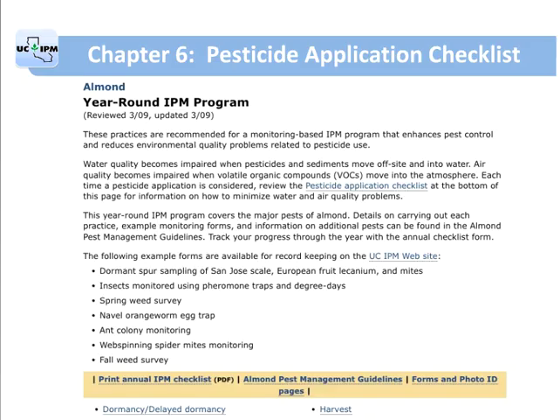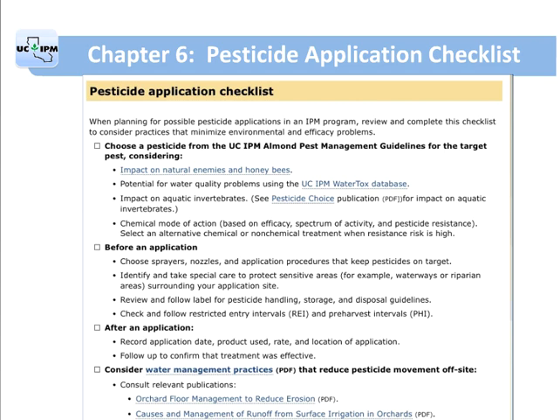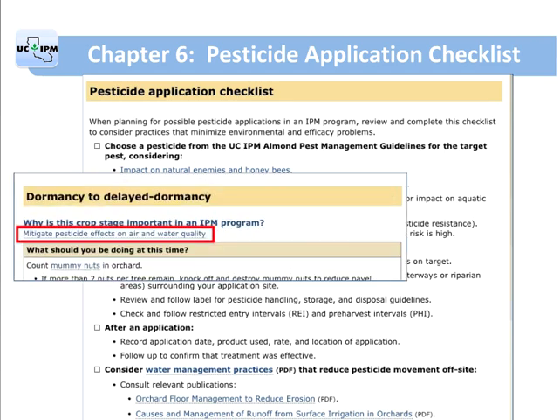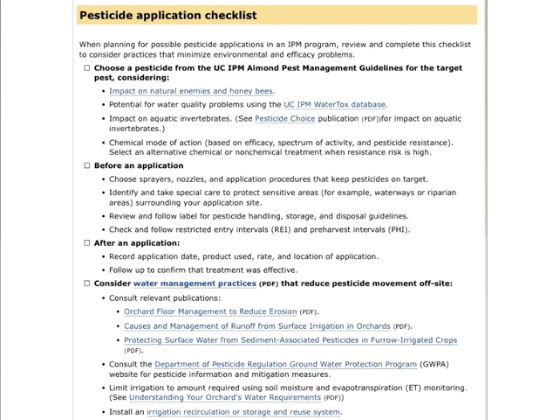The Pesticide Application Checklist is a useful tool to help you minimize environmental problems caused by pesticides without sacrificing effective control. Review the checklist by scrolling to the bottom of the year-round IPM program, or use the link Mitigate Pesticide Effects on Air and Water Quality found under each crop stage heading. The Pesticide Application Checklist is divided into several practices you should consider when choosing to use pesticides.